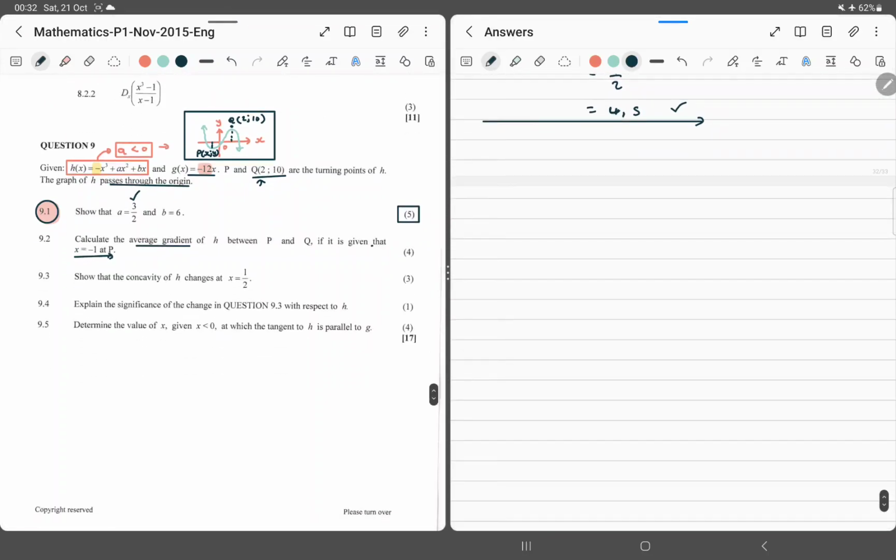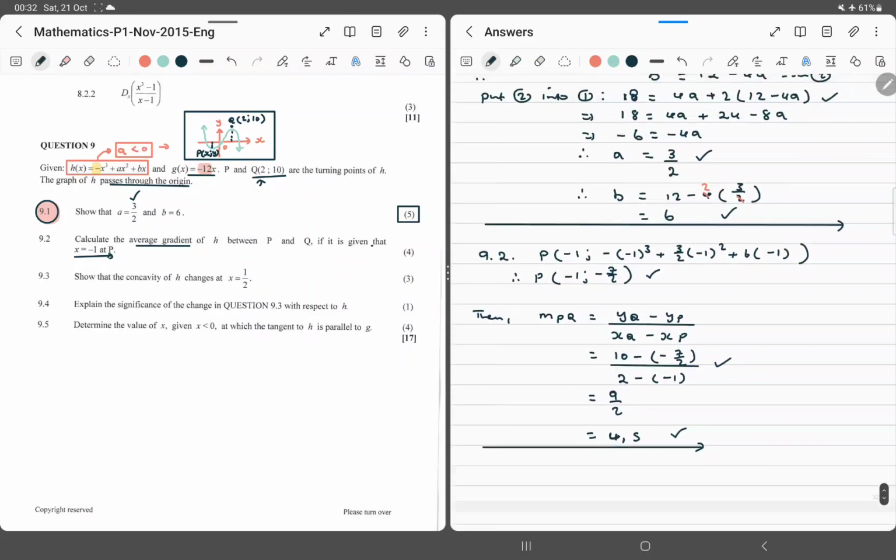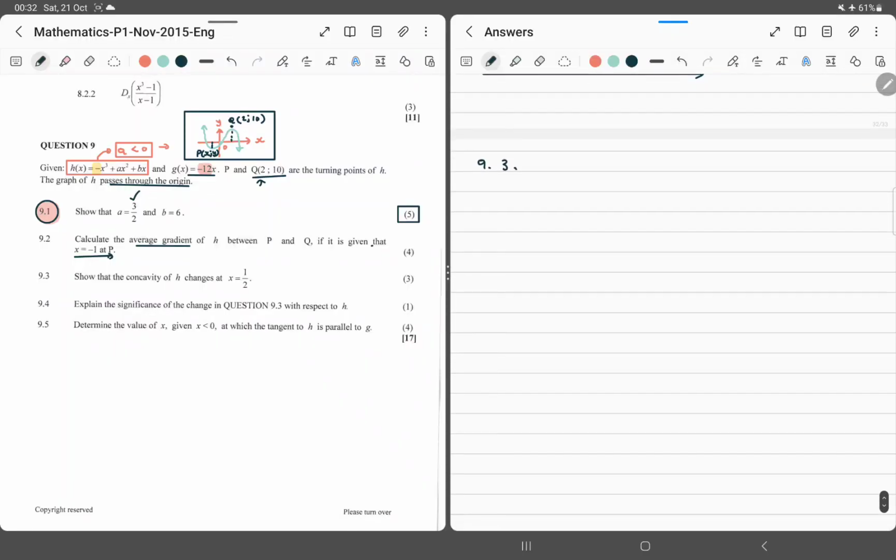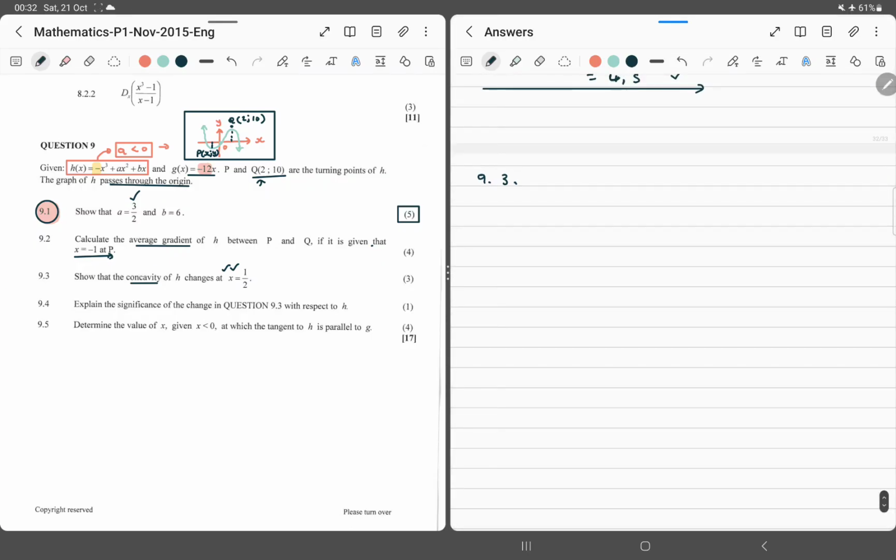Okay, 9.3. That was 9.2. 9.3 says show that the concavity changes at x is equal to a half. So obviously we know that the concavity changes at the point of inflection. So we know that concavity changes at the point of inflection.